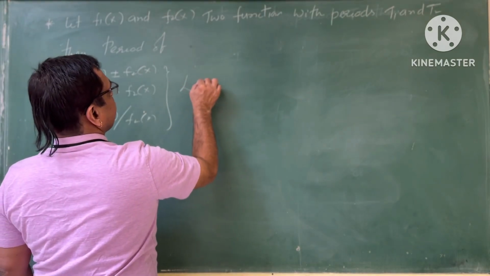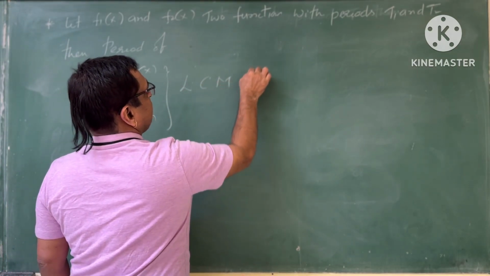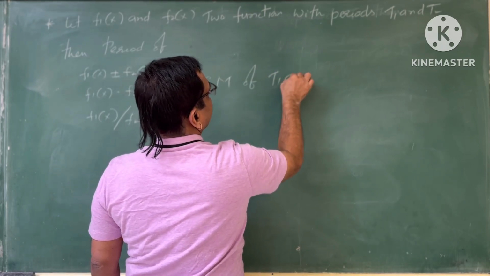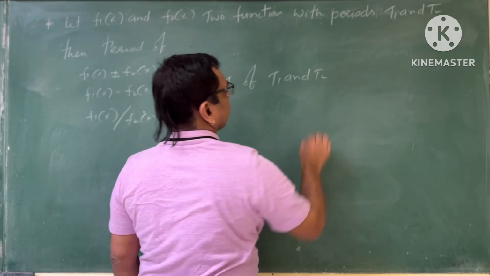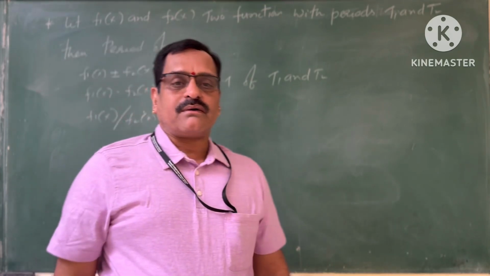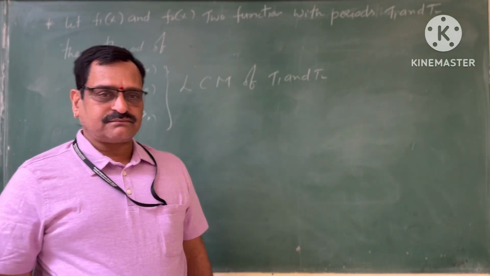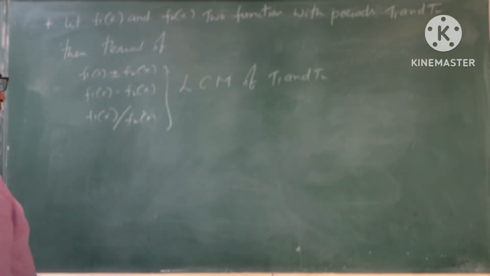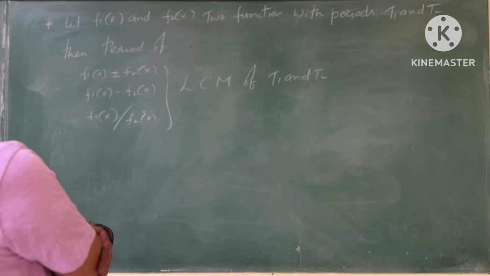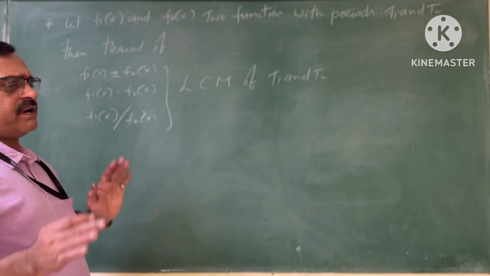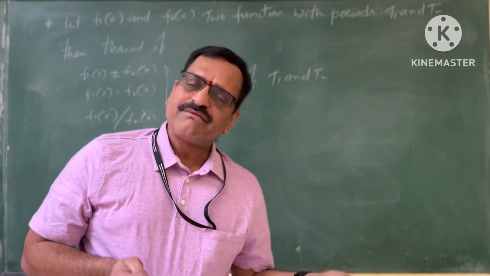You know what LCM is? Least common multiple of T1 and T2. Of course, T1 and T2 are rational numbers. Okay. Now, this is the second property. Now, these are only the two rules we use to find the period of a function.